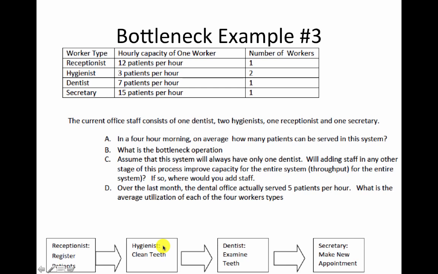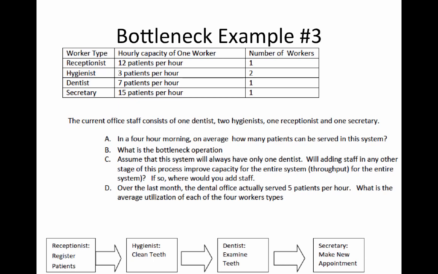Okay, now we're going to talk about bottleneck example number 3. It's going to be similar to some of the other examples we talked about. We're going to go through A, B, and C on this example. We won't cover D. In order to cover D, you need some more information, such as the actual demand, and we don't know the demand here.